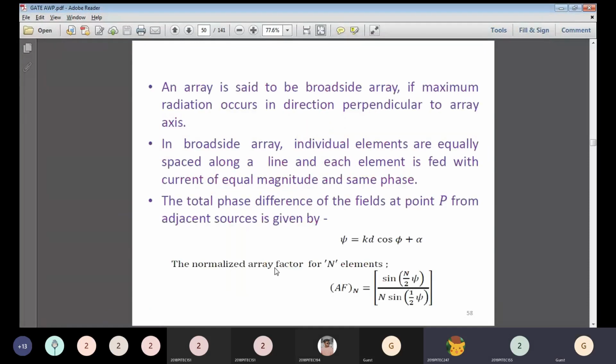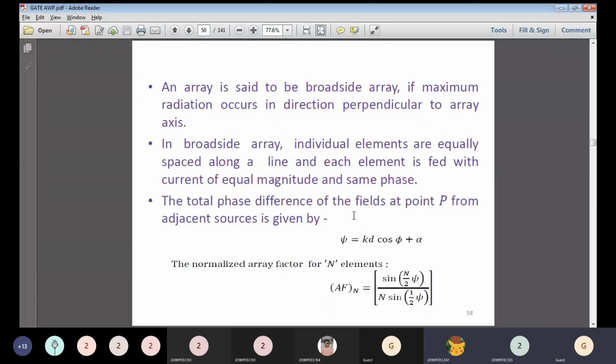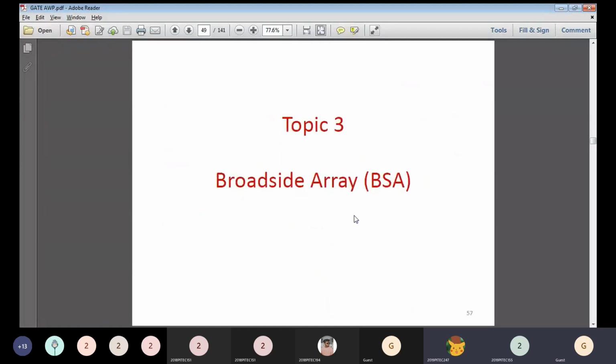Next, broadside. I told you already, with the help of the array factor, we can decide psi equals kd cos phi plus psi, because we are going to use n number of point sources in the case of broadside array. While using n number of point sources in the array, for the consideration of broadside, what is the condition? Anyone tell me what is the condition of broadside?